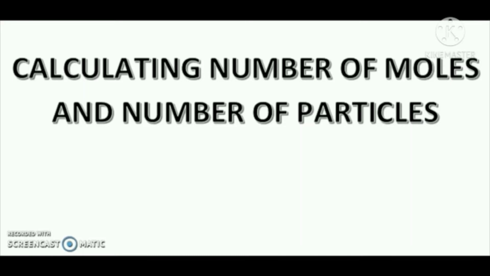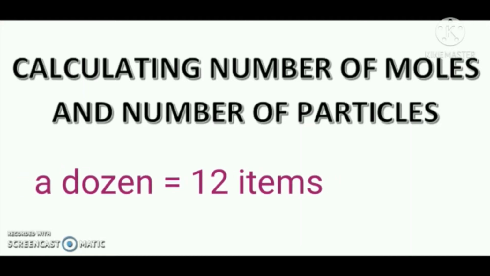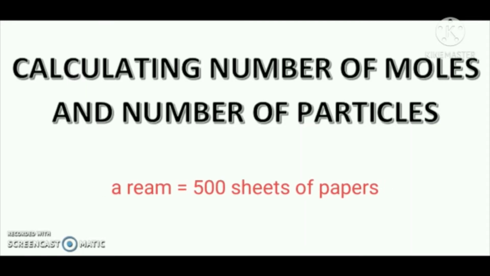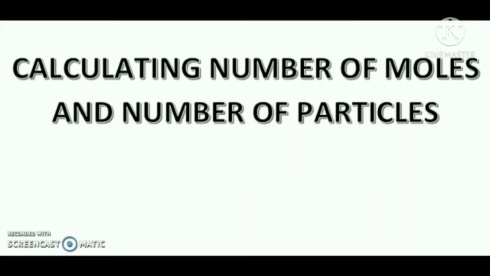To begin with, in ordinary life, items are counted using a named collection of them or counting units. For example, farmers count eggs in dozen. So a dozen eggs will refer to 12 eggs. Shopkeepers sell sheets of paper in reams. A ream of paper contains 500 papers. So if we talk of a dozen, we are referring to 12 things. If we talk of a ream of paper, how many papers are we talking about? We are talking about 500 papers.